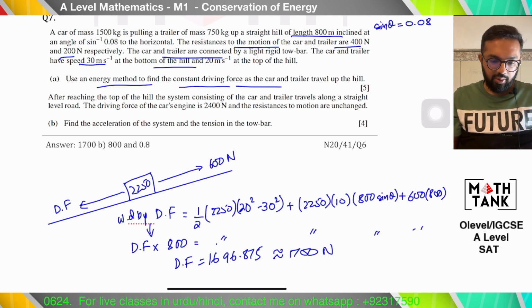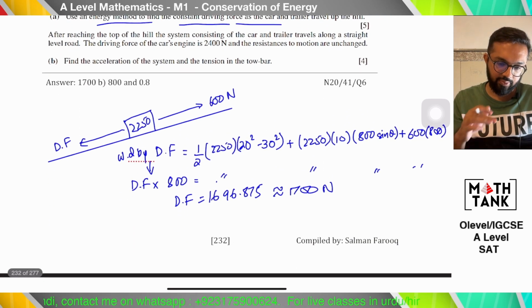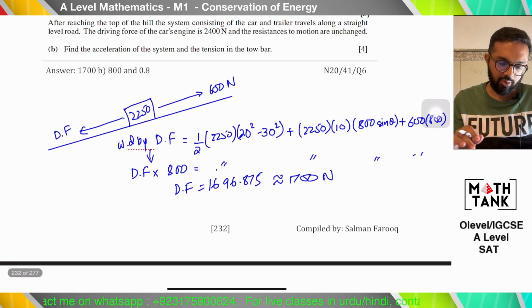After reaching the top of the hill, the system consisting of the car and trailer travels along a straight, level road. The driving force of the car's engine is 2400 newtons and the resistances to the motion are unchanged. Find the acceleration of the system and the tension in the tow bar.